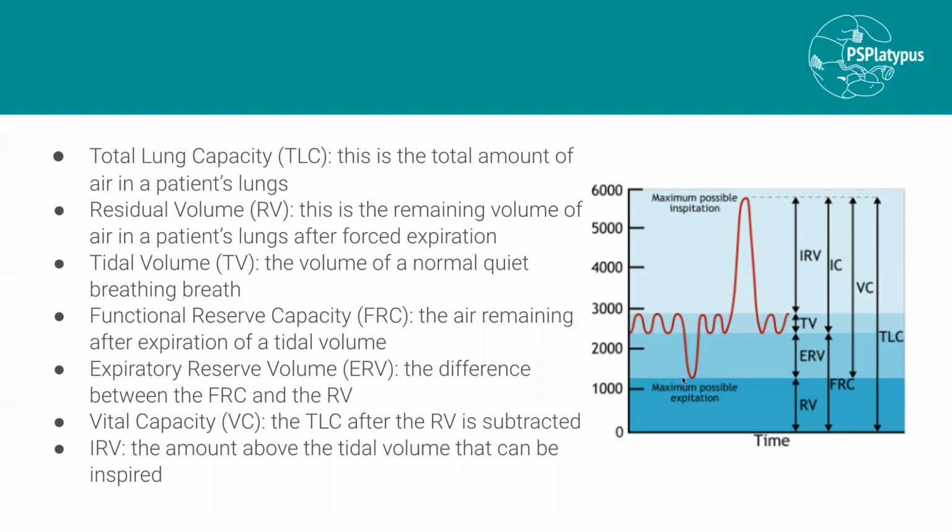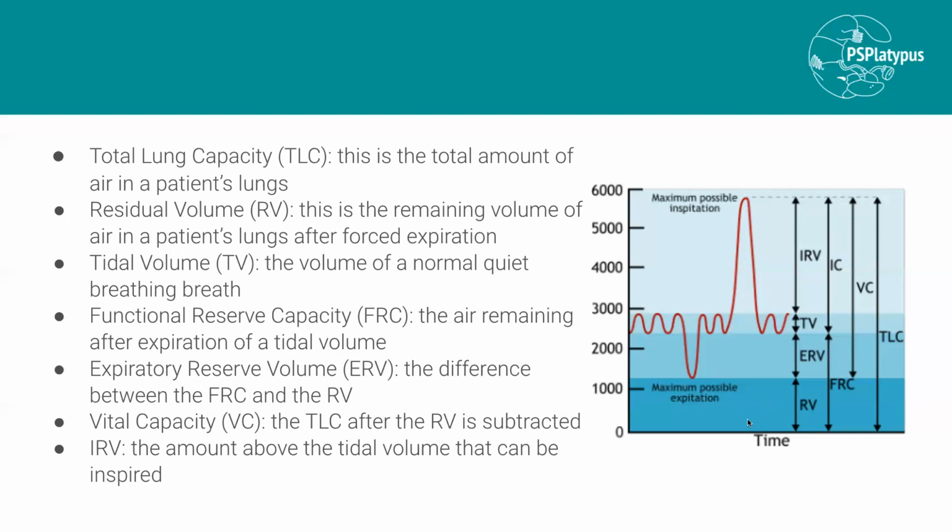Now, one thing to notice is that at the end of maximum possible expiration, which is voluntary expiration, there's still a bunch of air left in the lungs. You still need air in your alveoli to keep the airways patent, otherwise your lungs would just collapse. And so you've got around 1.2 liters of air still in your lungs, and that's known as your residual volume.